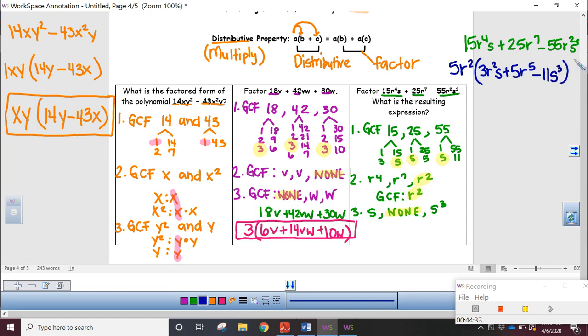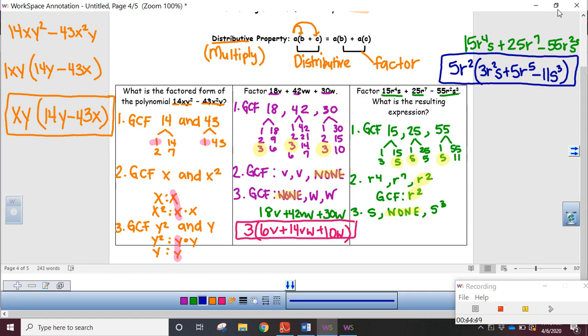And so here is my final answer. Once I factored out the 5r squared, I was left with 3r squared s plus 5r to the 5th minus 11s to the power of 3.